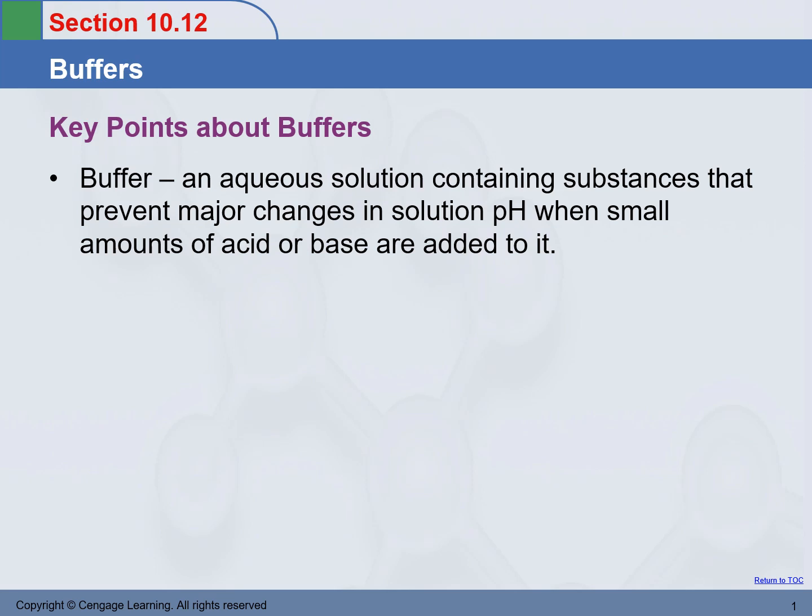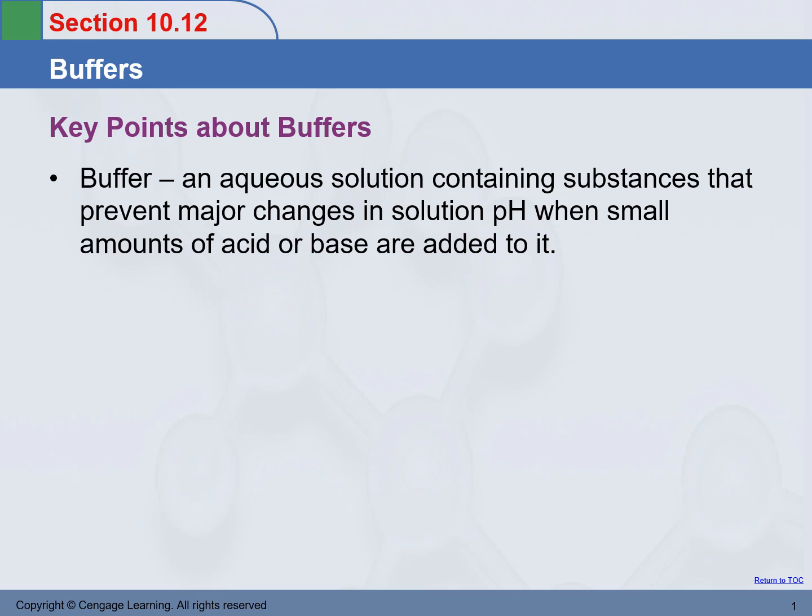Of course, any buffer will have its capacity. If you keep adding a lot of acid or base, the pH eventually will change. But within a certain capacity, a buffer will resist the pH change. So that's the function of a buffer solution. It resists the change of pH when a small amount of acid or base is added into the solution. So why can it resist the change of pH?